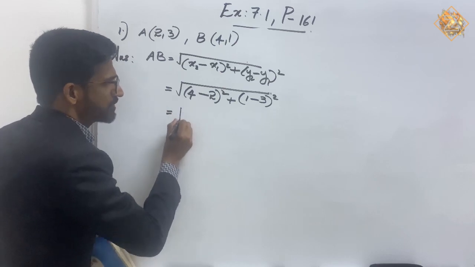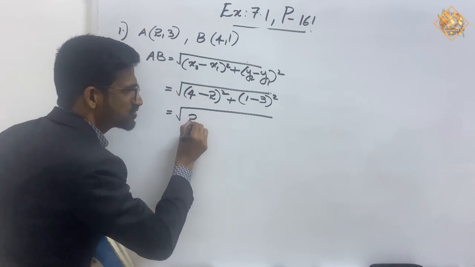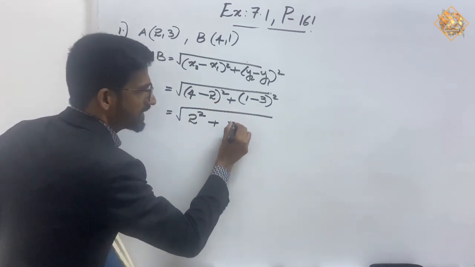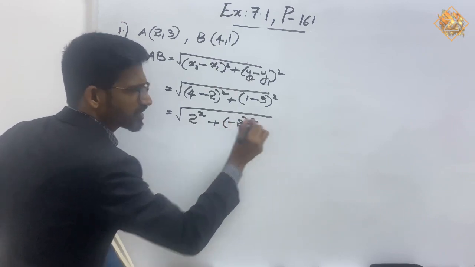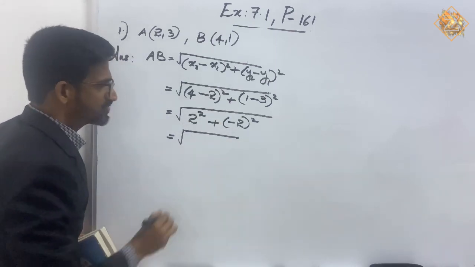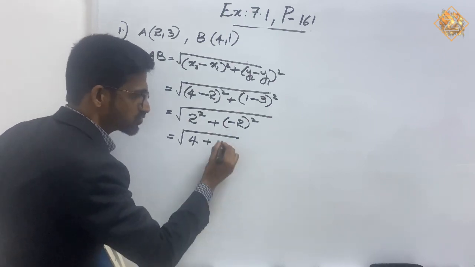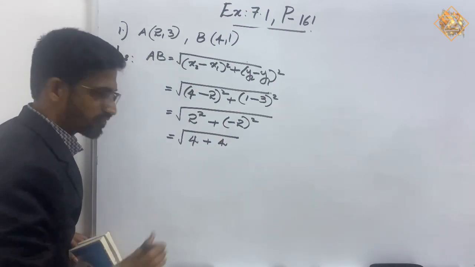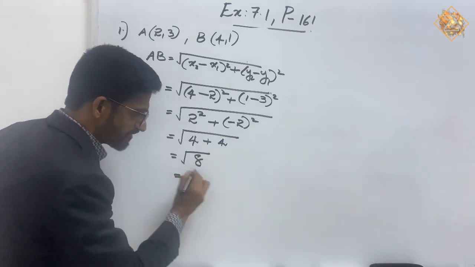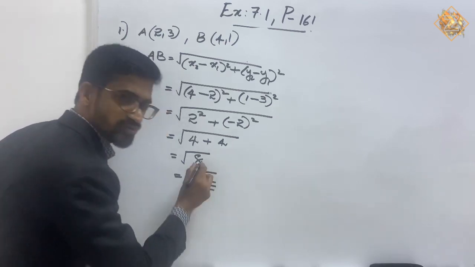So that is equal to what? Solving this, 4 minus 2, that is what? 2. Okay, 2 square plus 1 minus 3, that is what? Minus 2 square. Okay, students. So that is equal to root of 2 square, that is 4, plus (minus 2) square, that is, minus 2 into minus 2, that is again positive 4. Isn't it? That is equal to square root of 4 plus 4, that is 8, equal to, we can write it as what? 2 root 2. Okay, students, how?